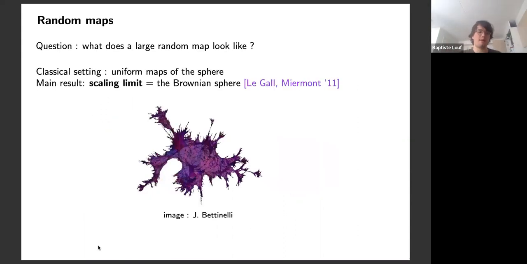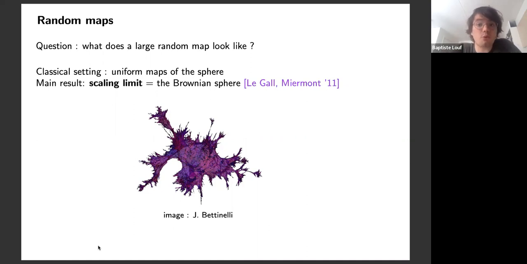As I said, today I'm talking about random objects. There are many things you can do with maps. You can enumerate them, you can try to understand their geometric structure, but what I'm going to focus on today is the study of random maps. When you study random maps, the typical question is: what does a large random map look like? Of course, this is a very vague question, and then you have to focus on some observables and define things properly.